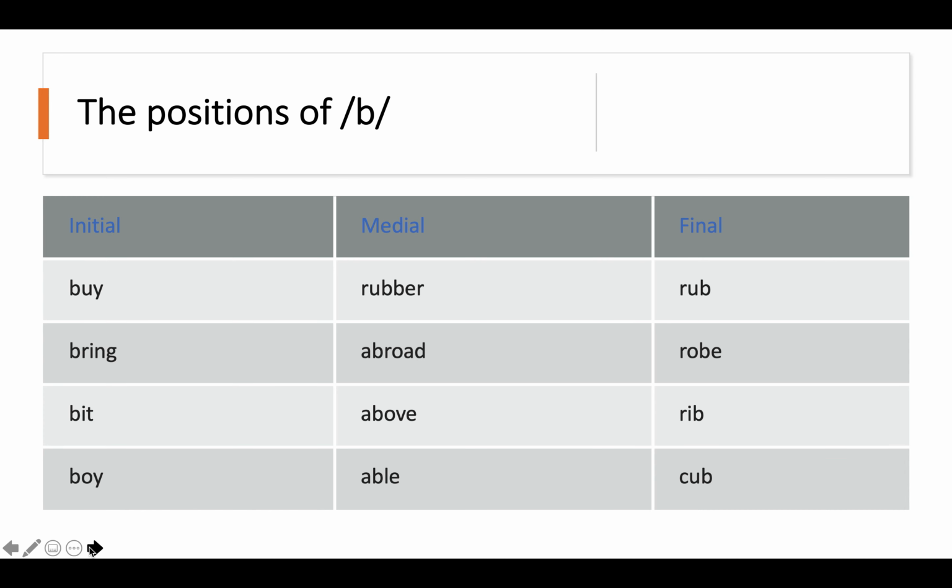Here are some examples of the phoneme b when it occurs in initial position, in medial position, and in the final position. In initial position, just like in the words buy, bring, bit, boy. In medial position, just like in rubber, abroad, above, and able. And in the final position, just like in the words rub, rope, rib, and cub.